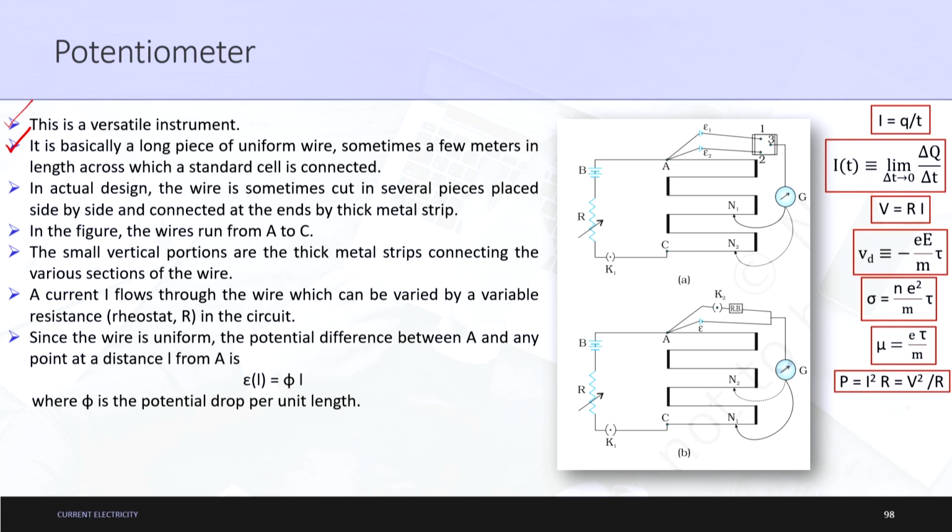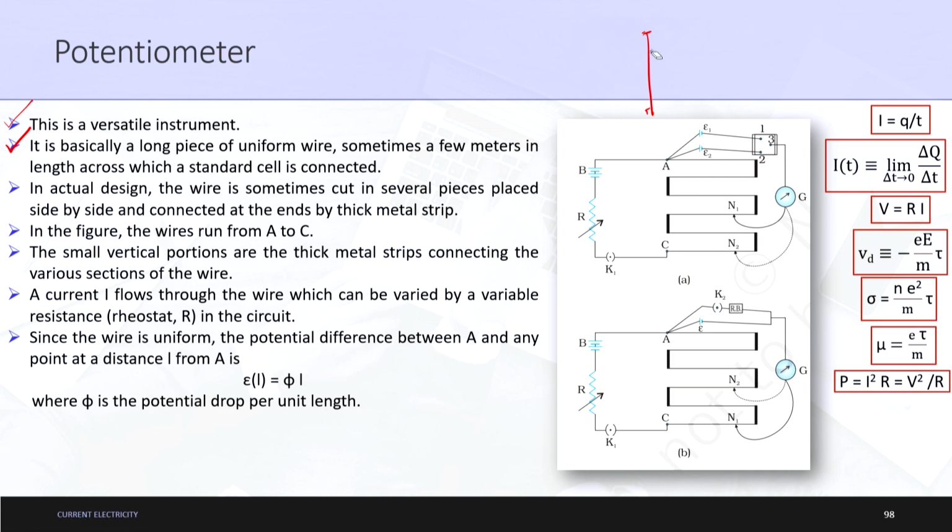Okay. So, basically a long piece of uniform wire, sometimes a few meters in length, across which a standard cell is connected. In actual design, the wire is sometimes cut in several pieces, placed side by side and connected at the ends by thick metal strips. So, this is nothing but what is happening here. Basically, if I need to explain what a potentiometer is, I can just make a cell and connect a wire here, and that is your potentiometer.